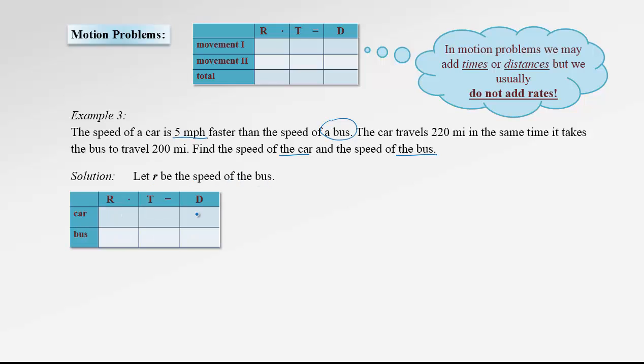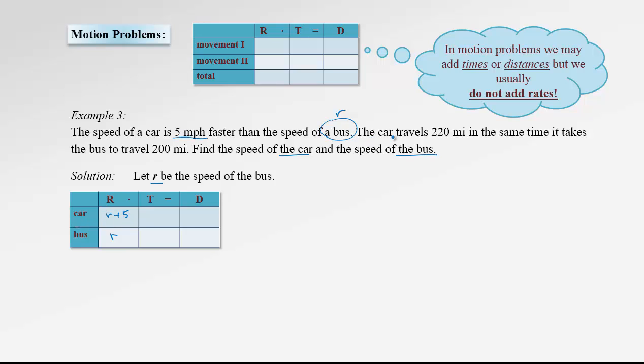We have two vehicles, car and a bus. Rate times time equals distance. Let's try to fill in those empty boxes. We already introduced R for the speed of the bus, so that will be here. Now, what would be the expression representing the speed of the car? Well, car is 5 miles per hour faster than a bus, so 5 faster than R. Therefore, it's R plus 5. That's the rate of the car.